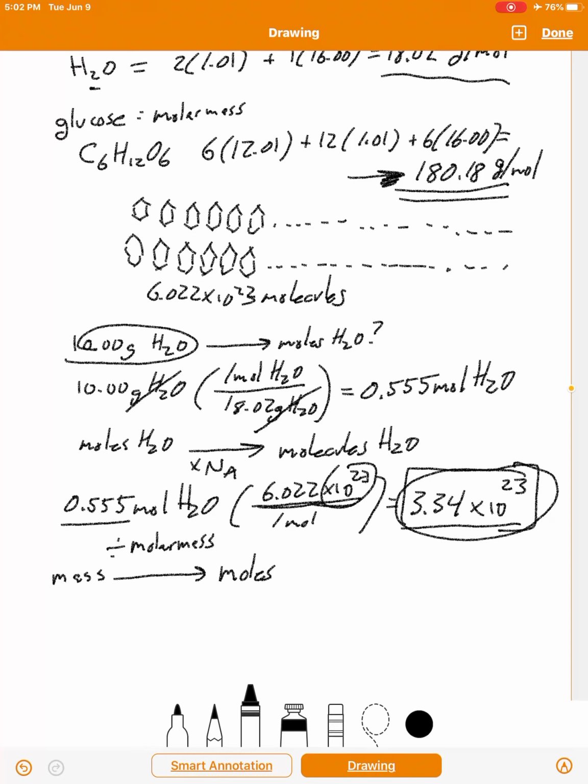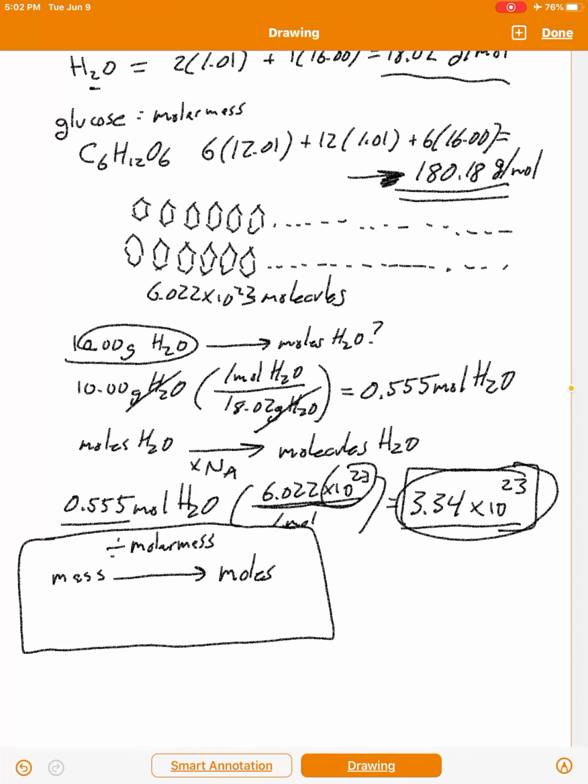Now let me ask you a question, just thinking about mathematics. If you have the mass and you want to get to the number of moles, you divide by the molar mass. Suppose you had the number of moles and you wanted to find out the mass, what would you do? Well, you would just do the reverse, right? You just multiply by the molar mass. Isn't that interesting? Multiplying by the molar mass will give you the mass, in grams, typically. And dividing by the molar mass will give you the moles.